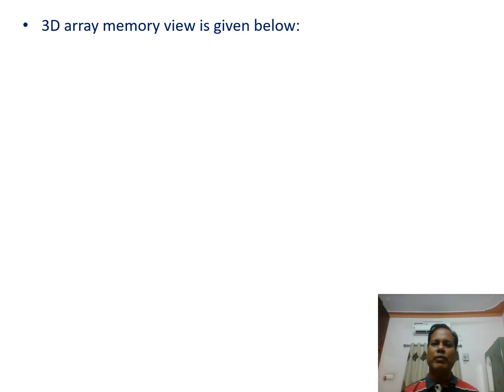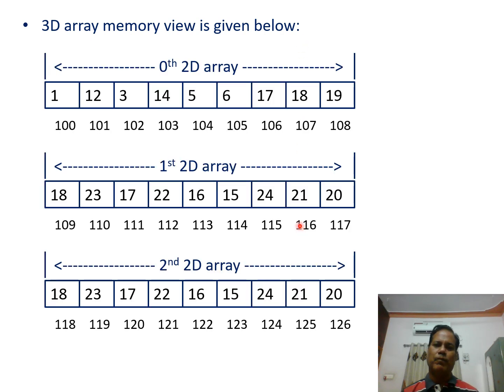The 3D array memory view is given below. When we define a 3D array, in memory the data is stored in this way. This is the 0 2D array. This is the first, second 2D array. This is the third 2D array. That is, the data if we take the memory locations from 100 to 126.